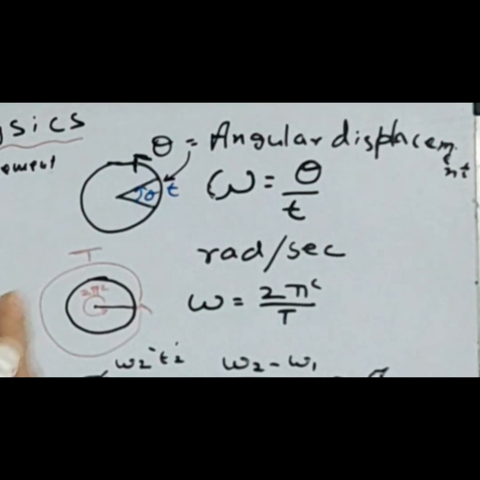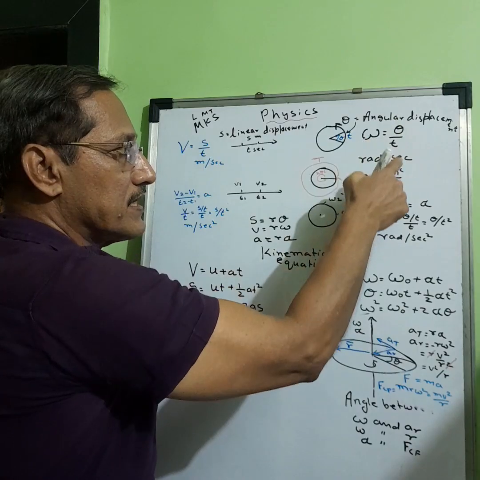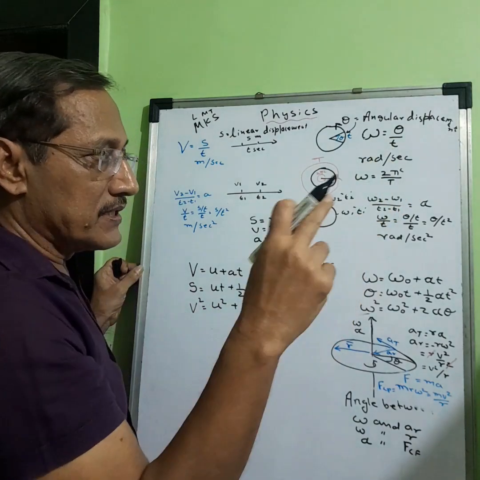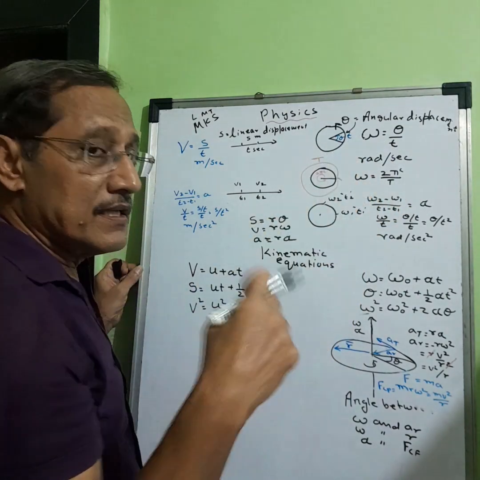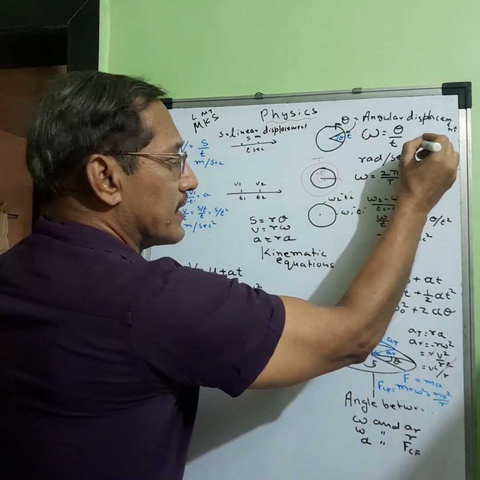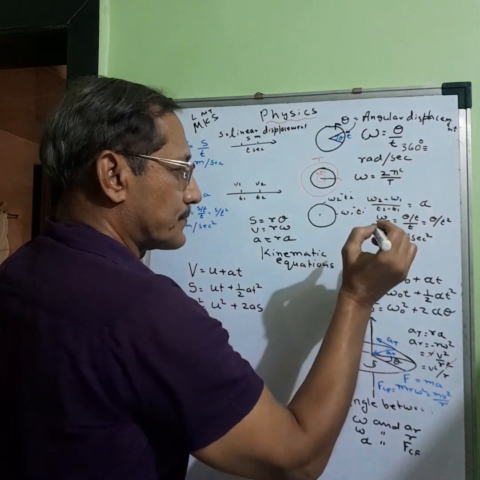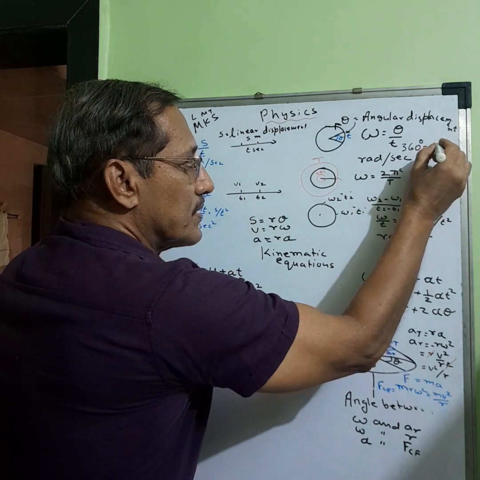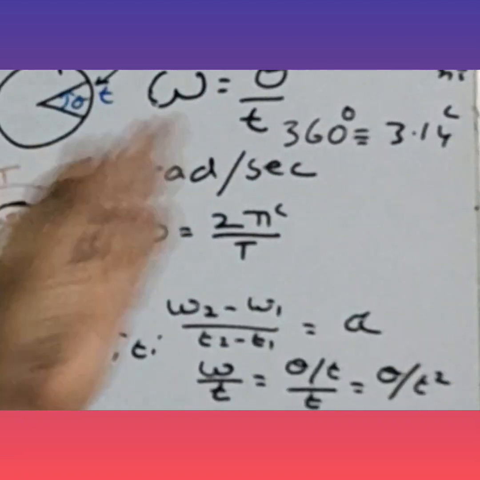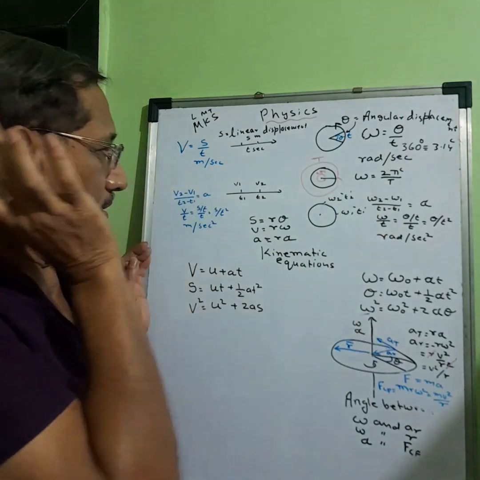Now theta is measured in radians, so it is radians per second. It could be degrees per second also, depending upon how many degrees. We know the conversion factor of degree to radian, right? We had seen that 360 degrees corresponds to how many radians? Approximately 3.14 times 2, so you can convert degrees to radians.